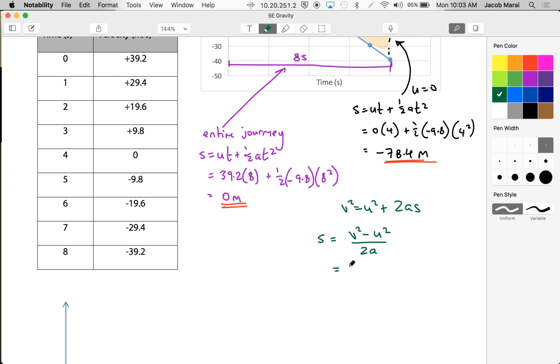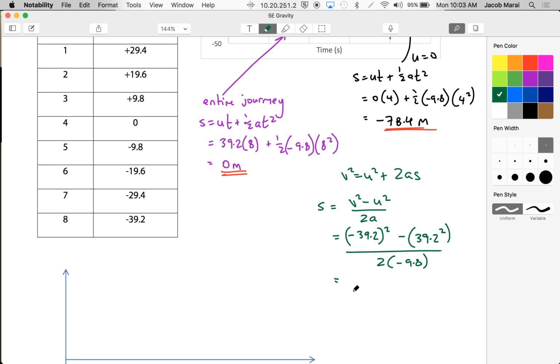Let's chuck in our values. Negative 39.2 squared minus 39.2 squared over 2 lots of negative 9.8. You probably don't even need a calculator here, gentlemen. What do you think the top of that fraction is going to spit out? 0, yeah. 0 meters. Okay.